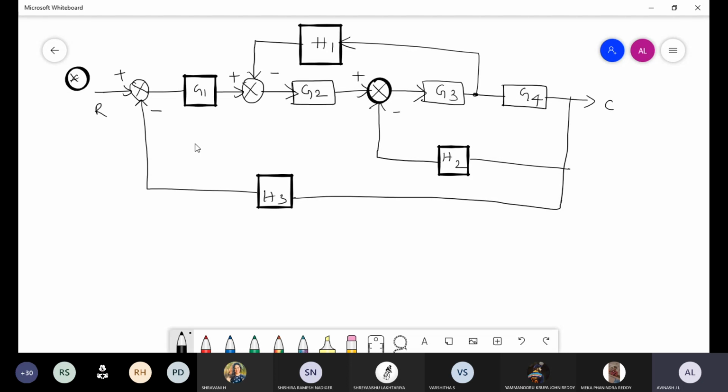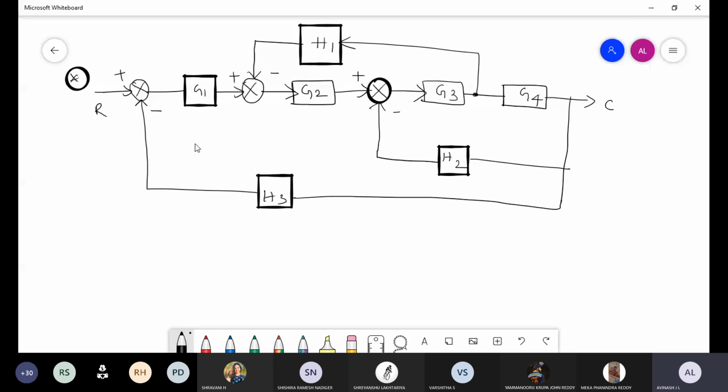So now this is the numerical they have given. Now you see any series block, parallel block? No, sir. No, what to do now if nothing is there? Shifting summing points to the left. Shifting summing point to the left.